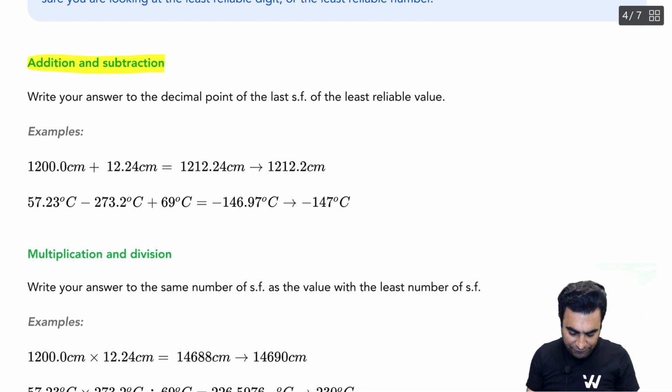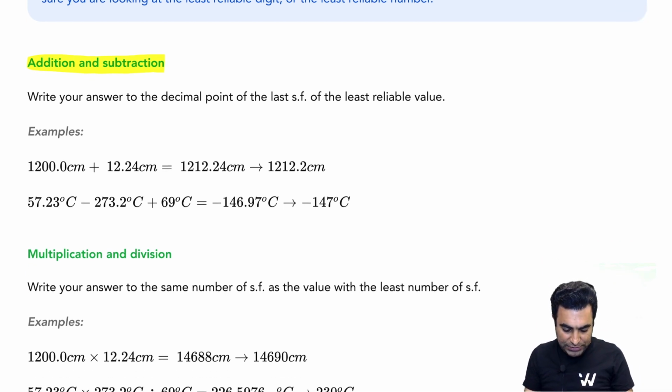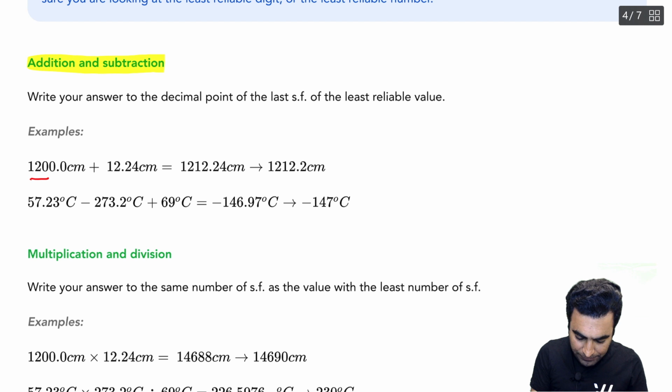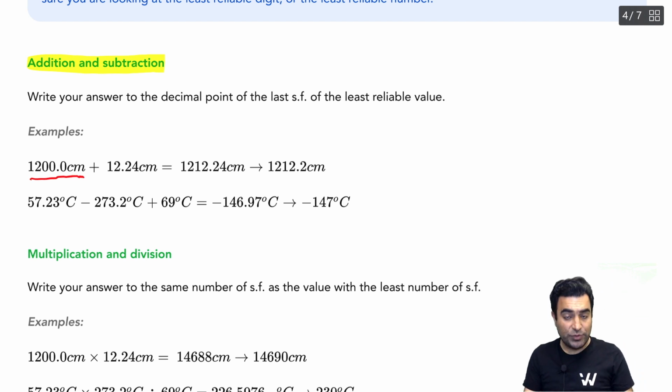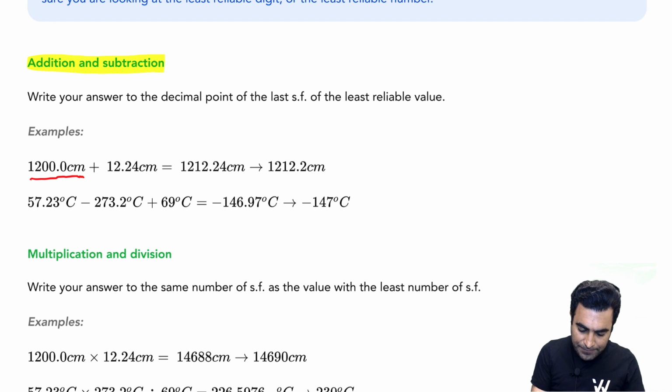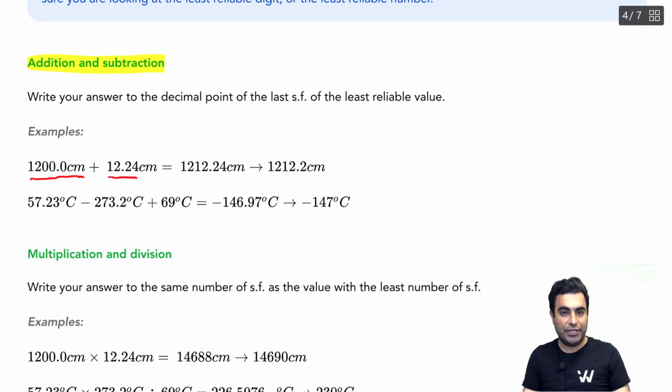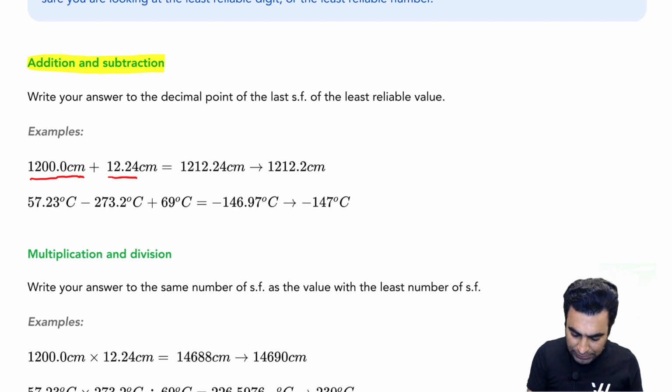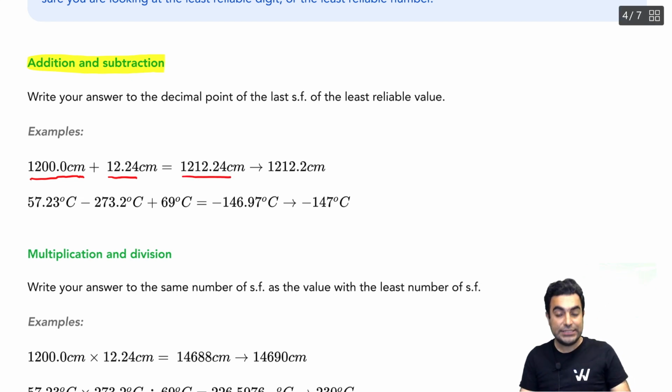For example, in the first one here, we have 1200.0 centimeters plus 12.24 centimeters. Notice that the first number, because we have a decimal point, has 5 significant figures, and the second number has only 4 significant figures. First, I'm going to add them together, and the result would be 1212.24 centimeters. Now we have to make sure that we have the right precision in the final answer.